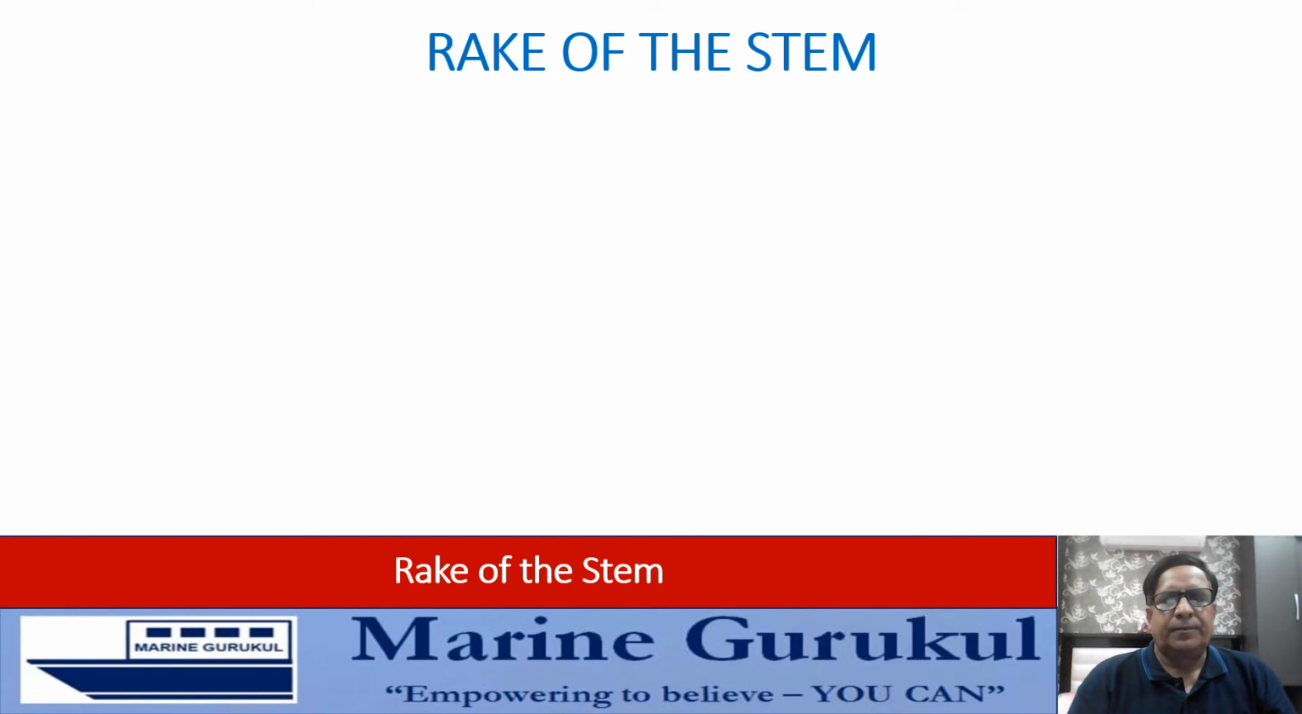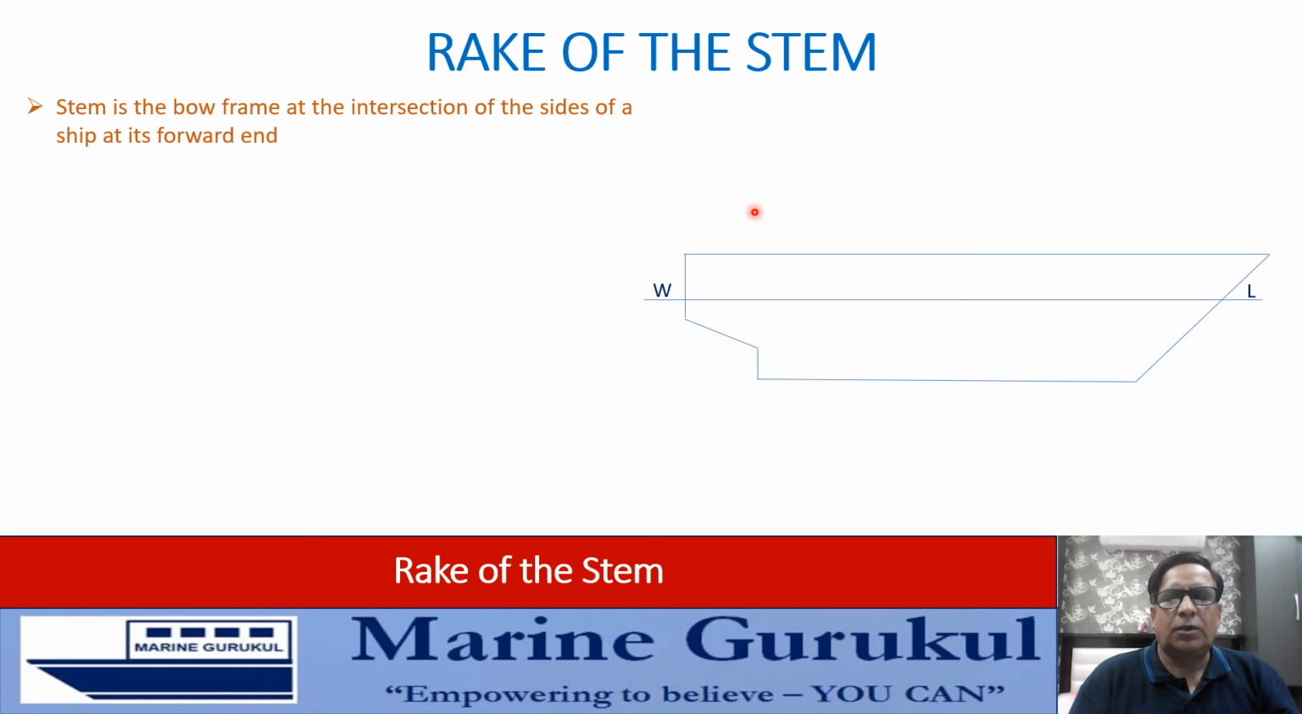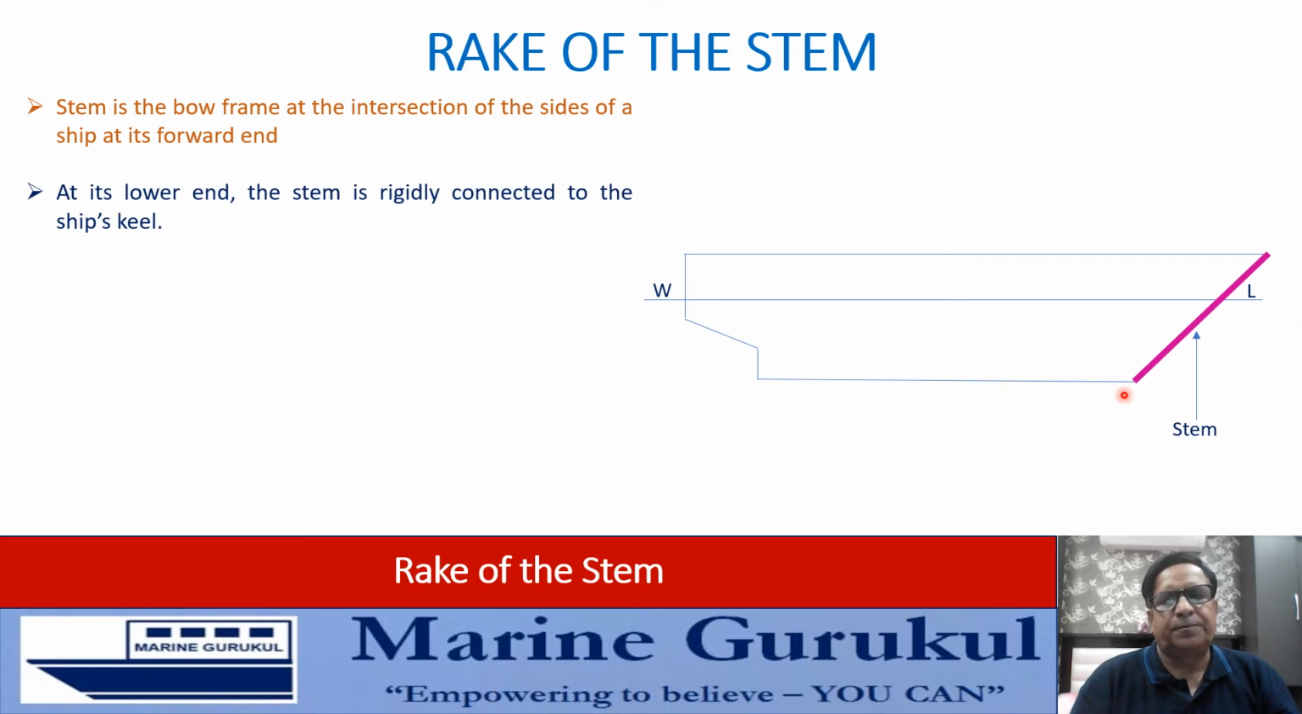Rake of the stem. Before we talk of the rake of the stem, let's understand what is stem. Stem is the bow frame, the forwardmost bow frame right at the forward end, where the side plating from both sides comes and gets connected. So it is right at the forward end of the ship. We can see this profile view of the ship coming here, and this is the water line, and this one out here is the stem of the ship.